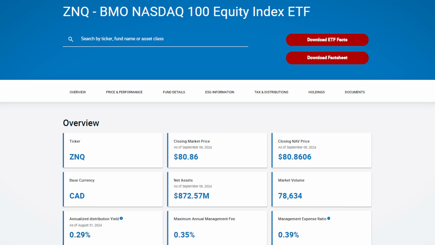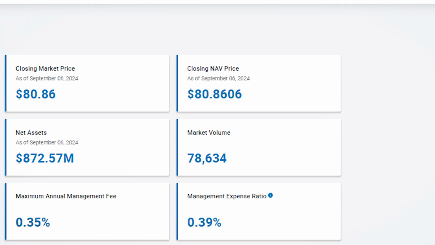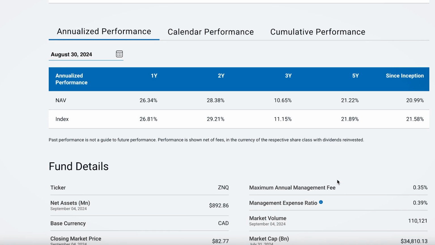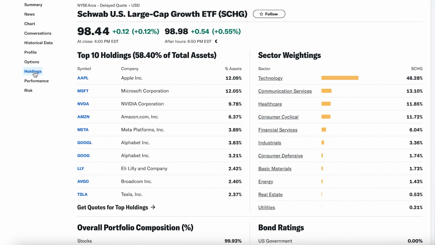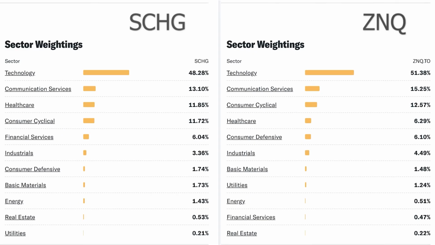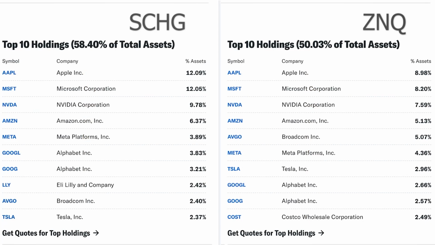Its expense ratio is 0.39%, which is higher, but it's still worth it just because of the high return that growth ETFs provide. If we look at the performance for the last 5 years, it delivered on average 21.89%, which is a really great return. If we compare holdings for SCHG and ZNQ, we'll see that they both have almost 50% exposure to technology, around 13-15% to communication services, and even top companies are pretty much the same.